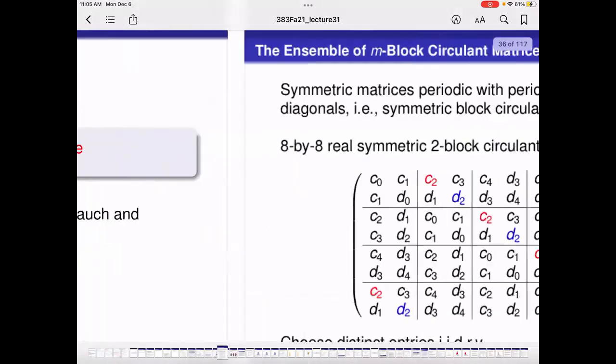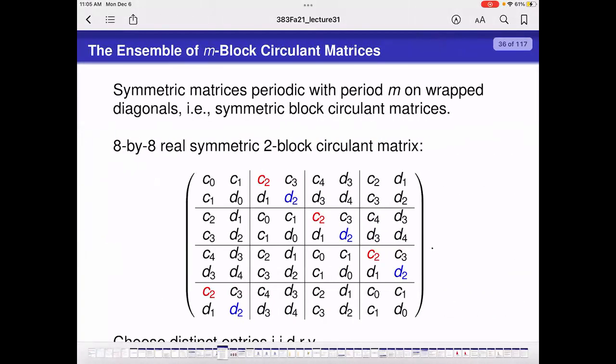All right, so the ensemble we talked about at the very end of the last class was the block circulant matrices. And so these matrices are constant along wrapped diagonals up to some kind of periodic repeating. So here I've got an example that's period 2, so it goes C2, D2, C2, D2, C2, D2, and then wraps around to C2, D2.